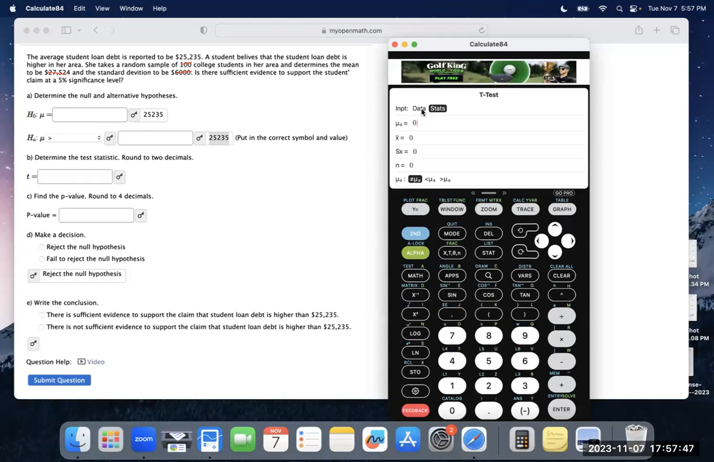If you are given the raw data, then you want to click on data, and if they gave you the 100 college student debts from each of the college students, then you would have entered all 100 numbers in your L1. They did not do that for us. They just gave us the mean and standard deviation. So we picked stats, and then we put in this mu sub 0, which is what's coming from the null hypothesis. So that's the 25,235. Okay, then X bar is the mean of the sample.